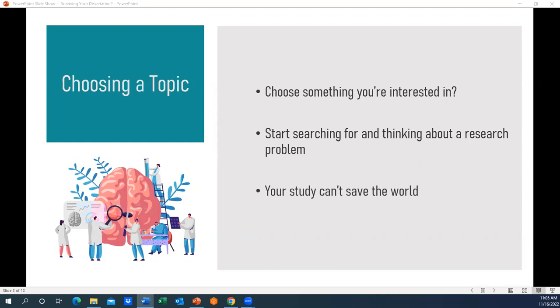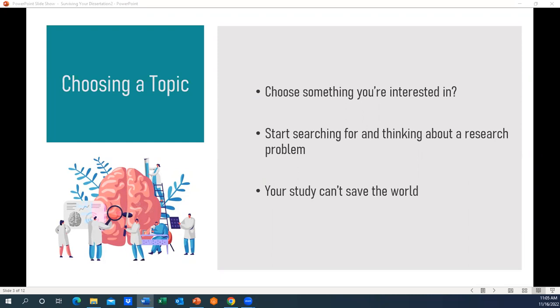Right. So if you're interested in something, good. But again, that's a first step. The next step is to dig into the literature to see what's there and what still needs to be done. And that will help focus your interest and show you whether there's actually something in there that you can use as a research problem.